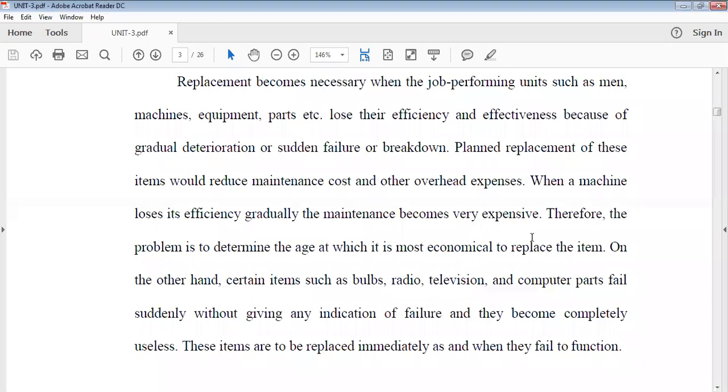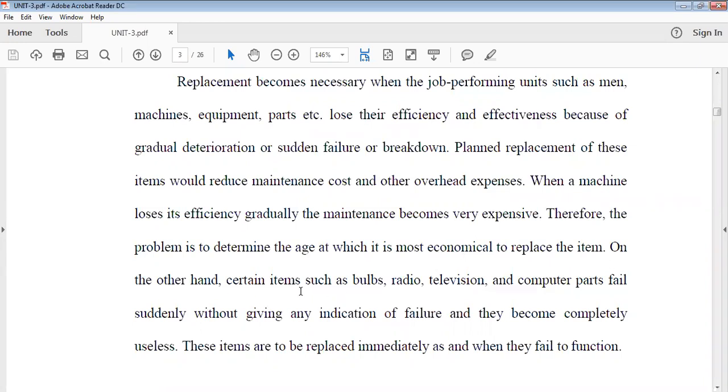It is very expensive. Therefore, the problem is to determine the age at which it is most economical to replace the item. That is what you have to carry out.